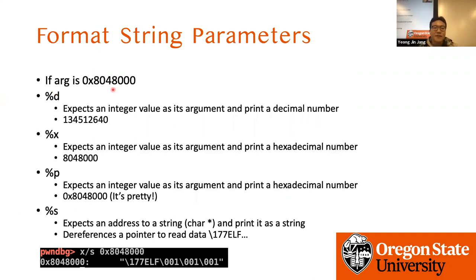So if we use %d, we will get the decimal integer, but you can take that output into pwntools and then translate it to the integer. %x is hexadecimal, %p is a pretty version of the hexadecimal number. And then %s is interesting. %d, %x, %p regard the argument as a value. But for %s, it will regard the argument as a pointer, dereference the pointer and read the content. So this is different. If we use %p for a pointer, it will print out the pointer address value. But if we use %s on this address, then it will print out the content stored in the memory.